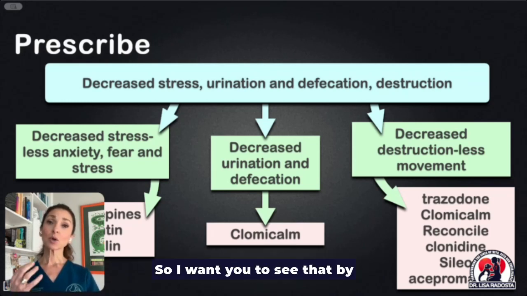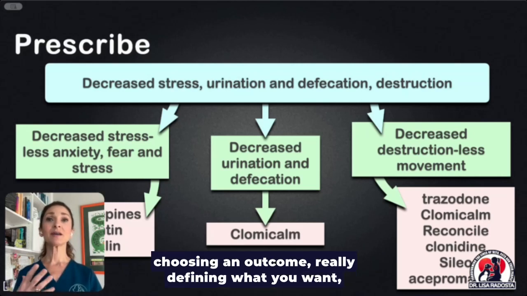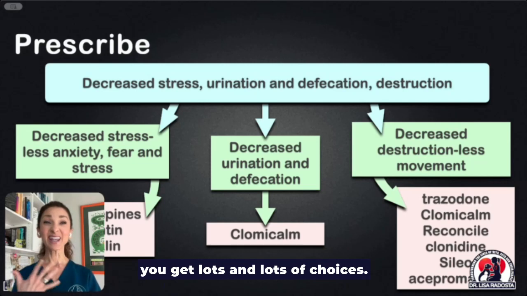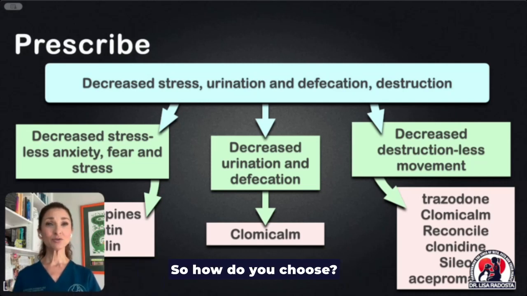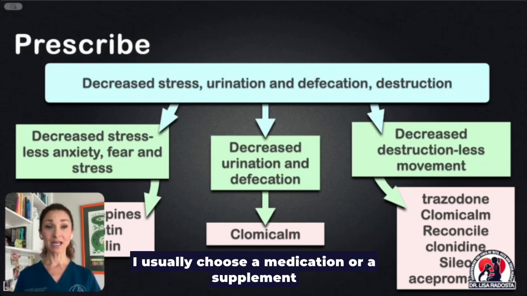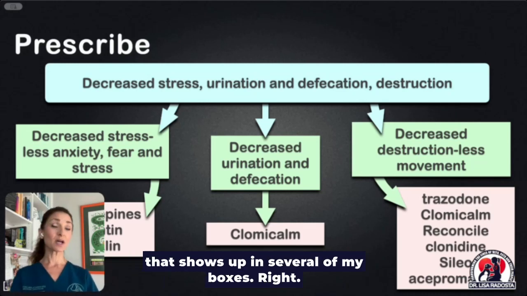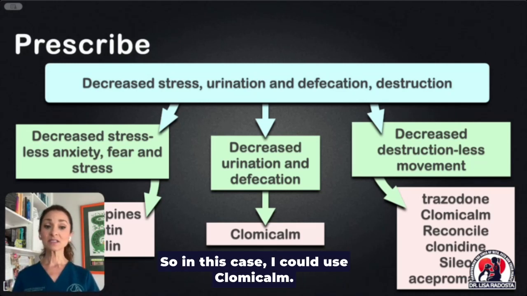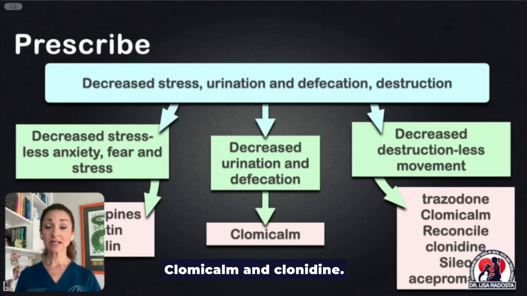So I want you to see that by choosing an outcome, really defining what you want, you get lots and lots of choices. So how do you choose? I usually choose a medication or a supplement that shows up in several of my boxes. So in this case, I could use Clomicalm and clonidine. I have a lot of choices.